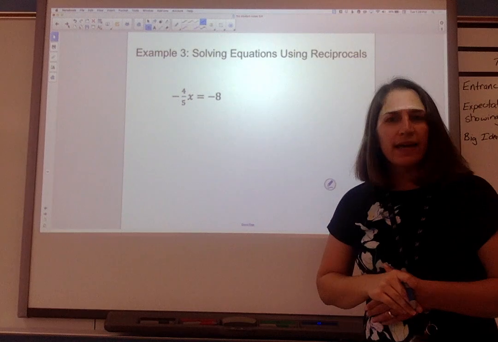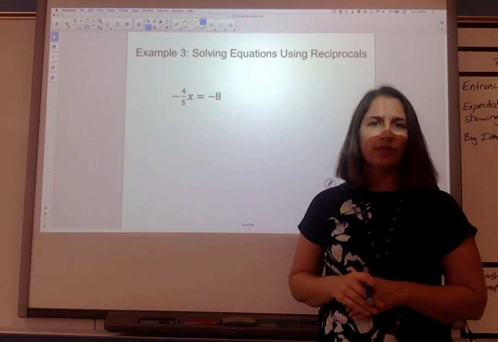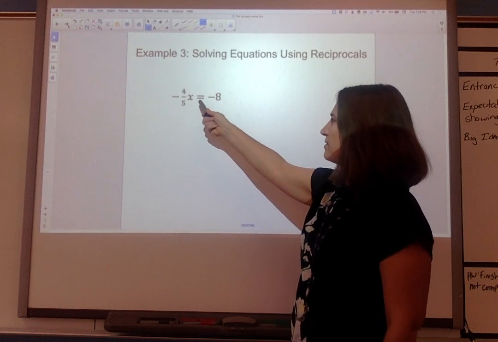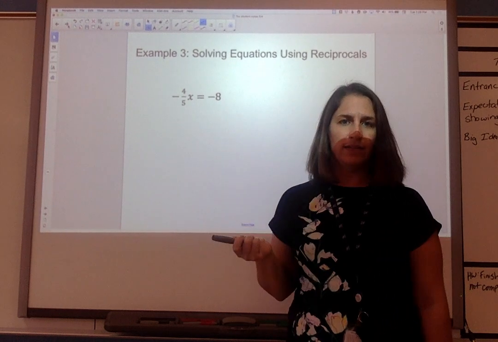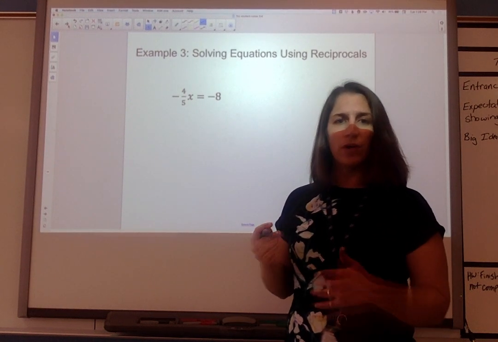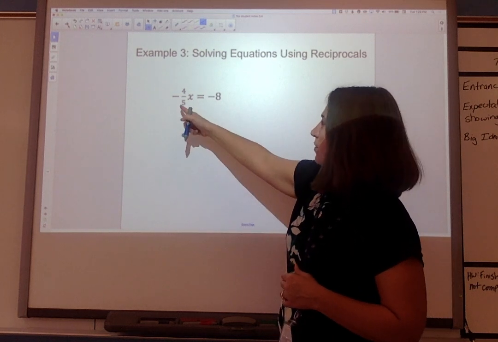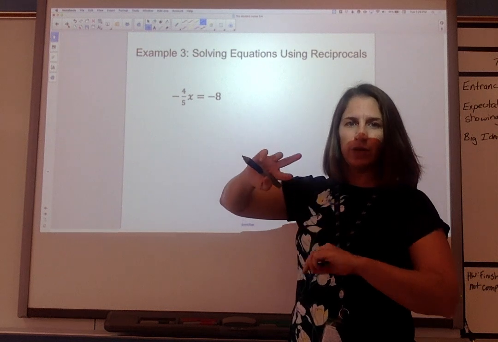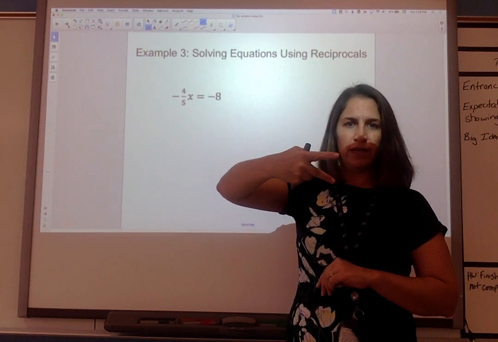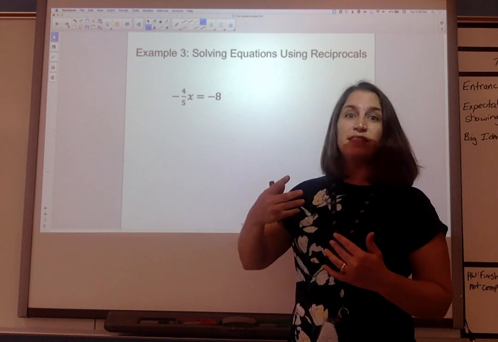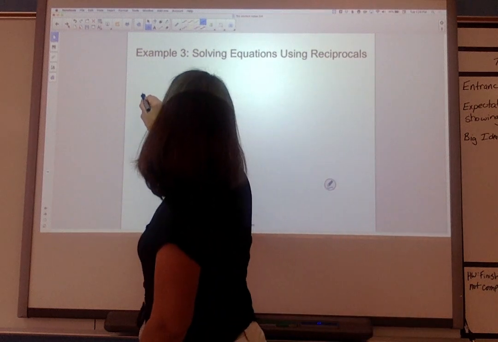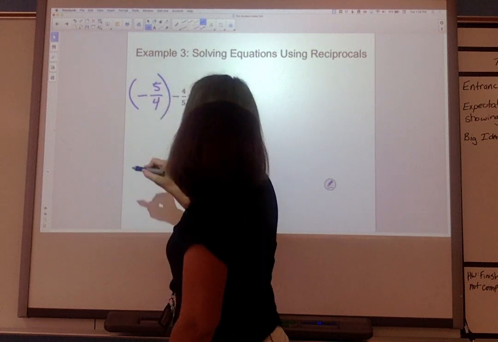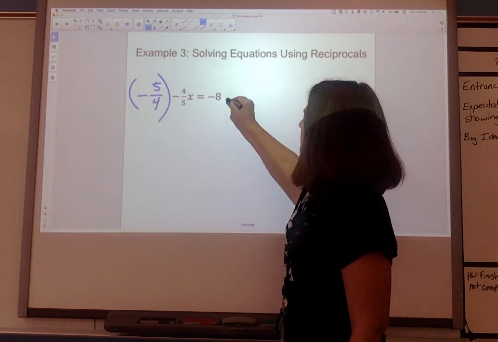Let's take a look at one last example here. Now we're going to use reciprocals. So here I have negative 4/5 x equals negative 8. So to solve for x, I'm going to want to multiply by the reciprocal of negative 4/5. Right? So that just means we're going to take the numerator and denominator and flip. It's negative, it's going to stay negative. So I'm going to multiply by negative 5/4. And I need to do that on both sides.